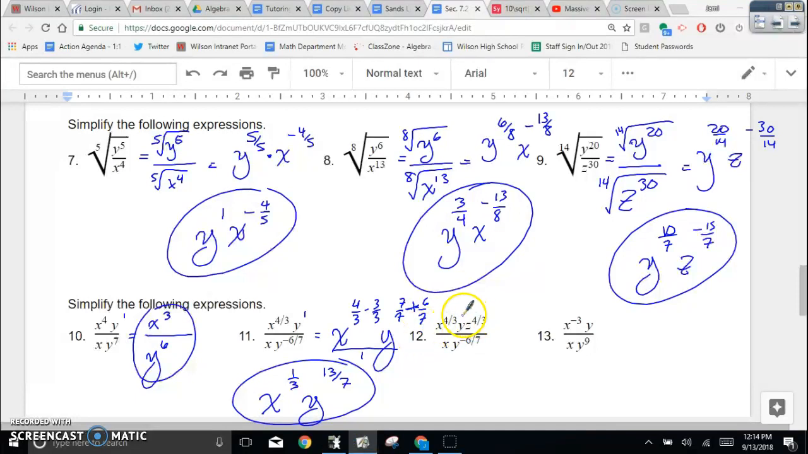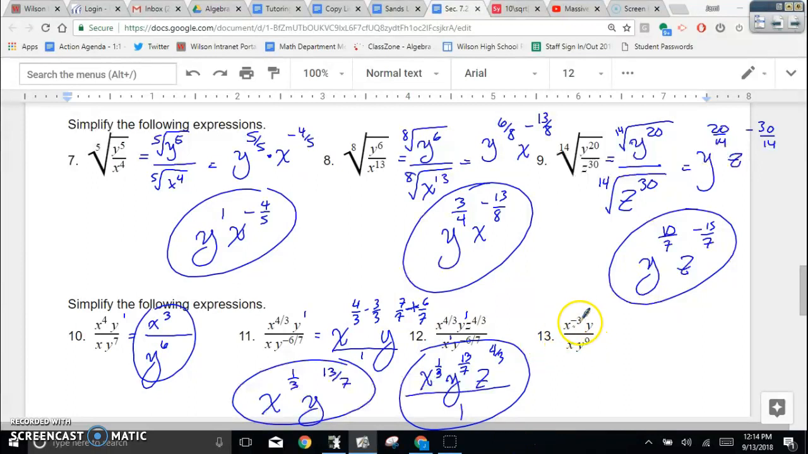Now you can notice 12, excuse me, is the same thing as 11. The only difference here is we have the z on here, which doesn't change the x's. The x is still larger on top. I'm going to do 4/3 minus 1, which we know is 1/3. Okay, so that's 1/3. Y is still larger on top because this is 1 and this is -6/7. Positive 1 is bigger than -6/7. So y is going to stay on top, and I'm going to do 1 minus -6/7, which is this again. So this is still 13/7. And this z to the 4/3 stays right where it is. Okay?